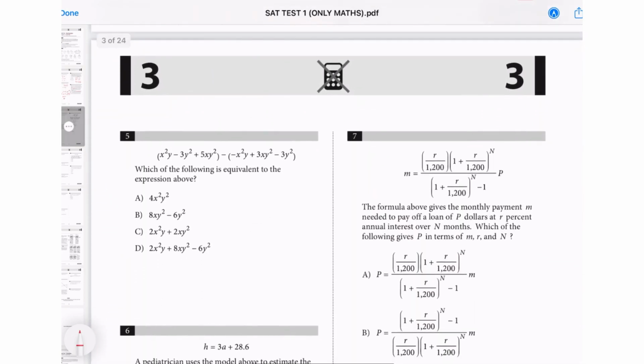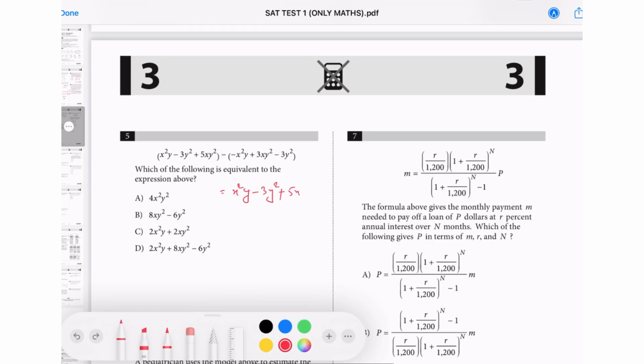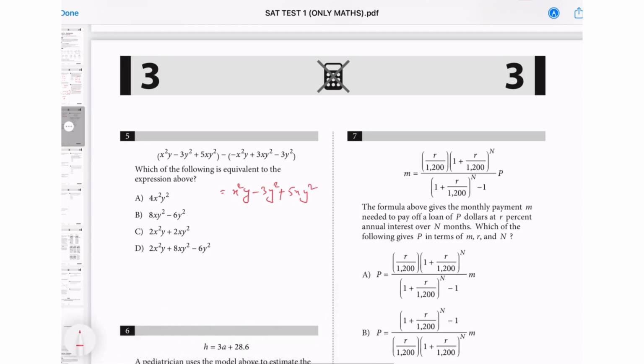Let us go to question number 5. Here we are given two polynomials and we need to subtract the second polynomial from the first. Simply open up the brackets. x square y minus 3y square plus 5xy square, and there is a negative sign outside the second bracket, so we have to change all the signs. It becomes plus x square y minus 3xy square and plus 3y square. Now just observe carefully, here negative 3y square and positive 3y square cancel out.